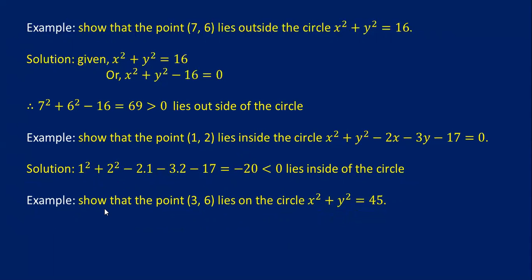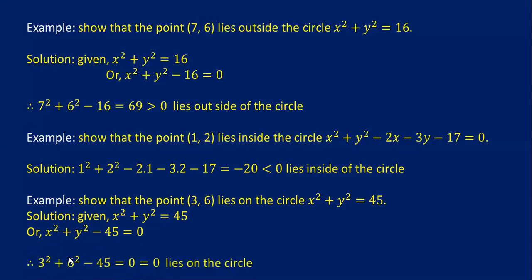Now this is another example. Show that the point (3, 6) lies on the circle. Similar process: given x² + y² = 45, we write in this format x² + y² − 45. If we input the values, x is 3 and y is 6, that means 3² + 6² − 45 = 0, which means it lies on the circle. These three are the conditions.